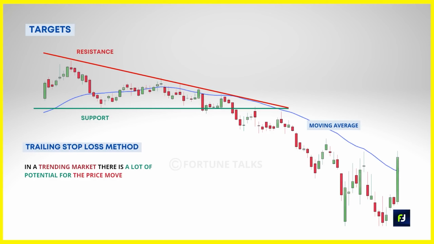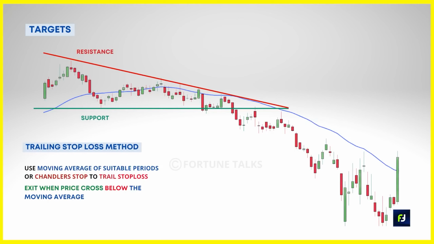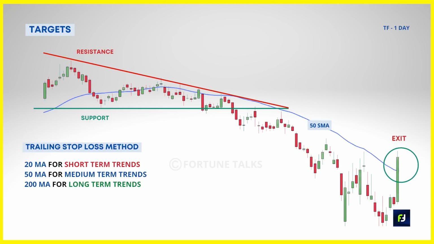Instead, you trail your stop loss as the price moves in your favor, so you can ride the entire trend. Now you have to decide on the type of trend you want to capture, whether it's a short-term, medium-term or long-term trend, and you trail your stop loss with the appropriate moving averages. For example, a 20 period moving average can be used for short term, a 50 period moving average for medium term, and a 200 period moving average for long-term trends. Then exit your trades when the price closes beyond the moving average.